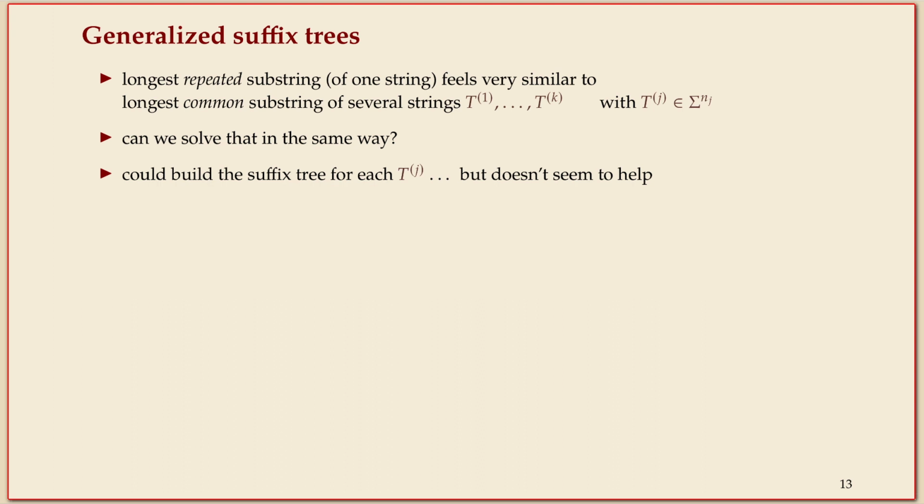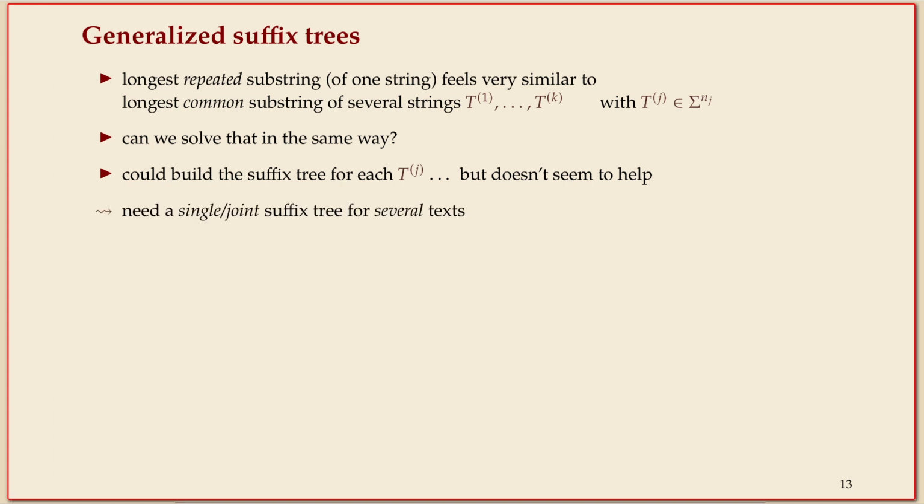We're almost there to solve this original problem. The only thing that's missing is that suffix trees so far are just for a single text. And the other problem, remember, was the longest common substring. You have several texts and you ask, what's the longest thing that occurs in all of them as a substring? For that, you somehow need to have a suffix tree for several strings. But it turns out that's actually not hard to do.